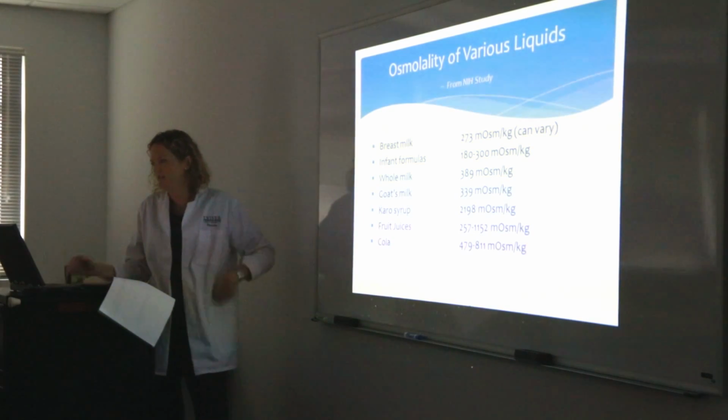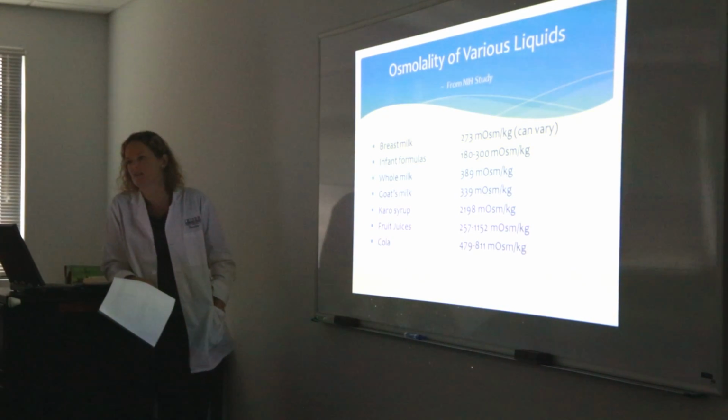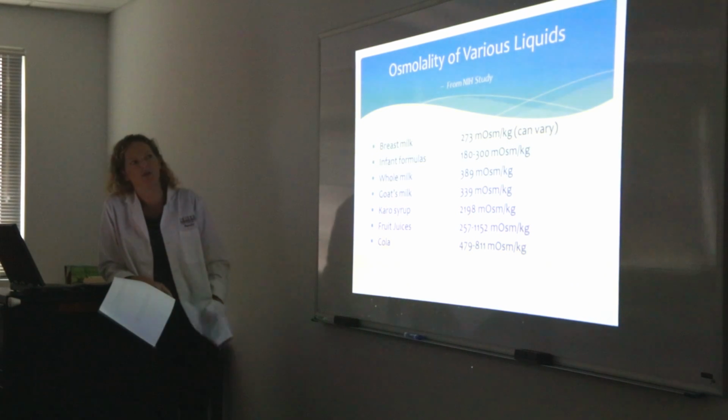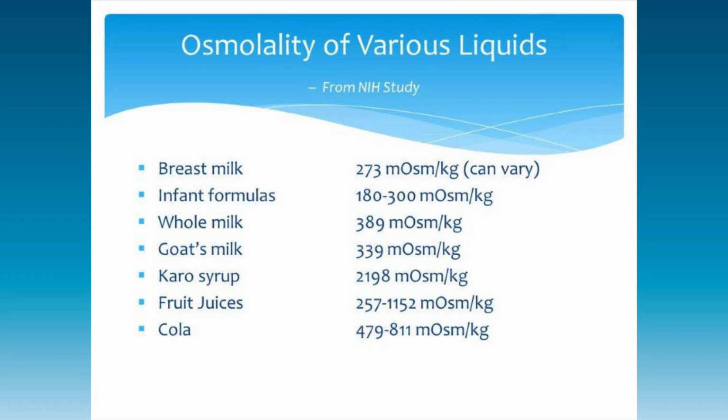Just to give you an idea of osmolality of some of the different fluids, breast milk is 273, can vary a little bit. And then formulas, again, they're made to mimic breast milk, so they're going to be right around that same number. They could be a little bit lower. There are some lower osmotic formulas out there. Whole milk is 389, so it's too high for infants to tolerate. They need to be closer to that number for breast milk, that 273. Goat's milk is also a little bit high, 339.